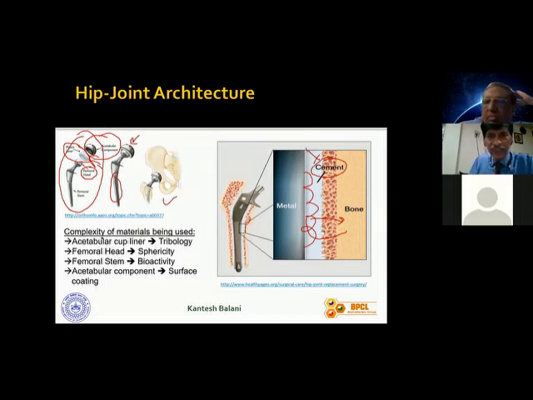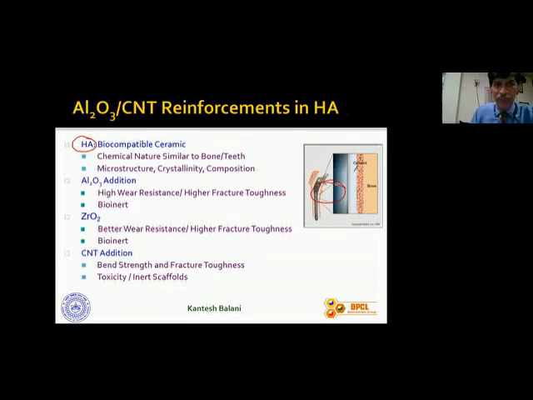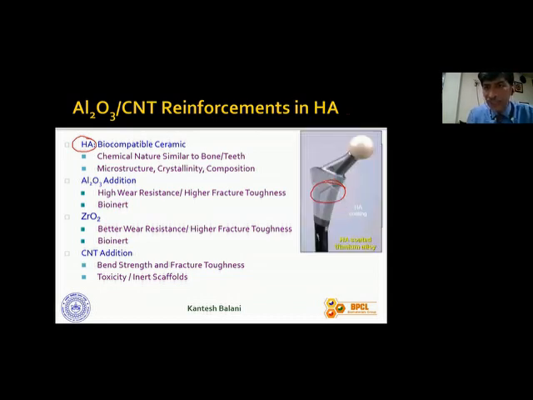Okay. So essentially, we have to work with functionality so that we can make this material integrate naturally with the bone, because bone is a natural material and we want the material also to integrate naturally. And that is why we have hydroxyapatite as a coating. And this coating, you can see it is done on the femoral stem. So it naturally binds. And hydroxyapatite is a chemical nature, same as that of bone and teeth.